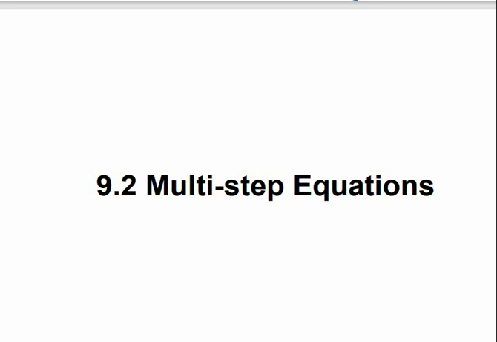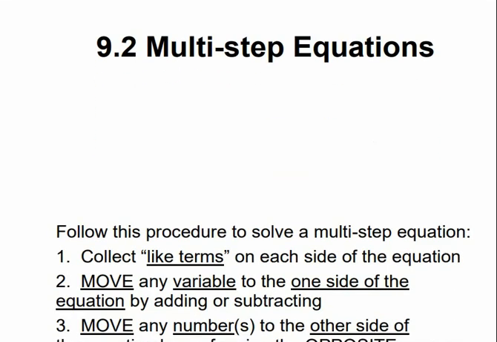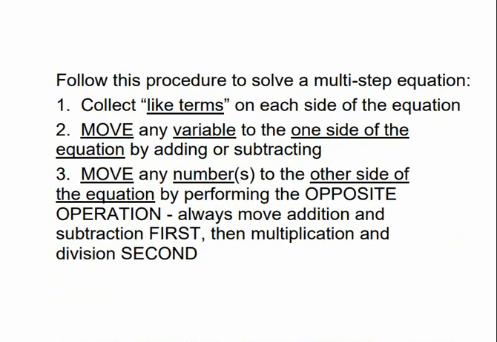9.2 Multi-step equations. The equations that we've done so far have just been one-step equations. Today we're going to talk about multi-step equations. In order to solve a multi-step equation, the first thing you want to do is collect like terms on each side of the equation. Then move any variable to one side of the equation by adding or subtracting. Move any numbers to the other side of the equation by performing the opposite operation. And you always should do addition or subtraction first and then multiplication and division second.